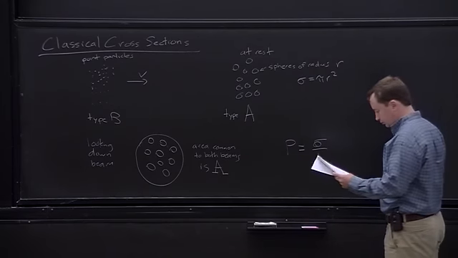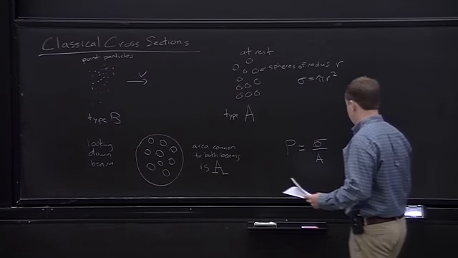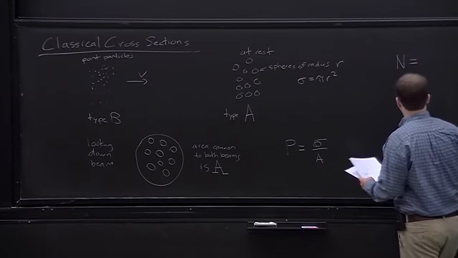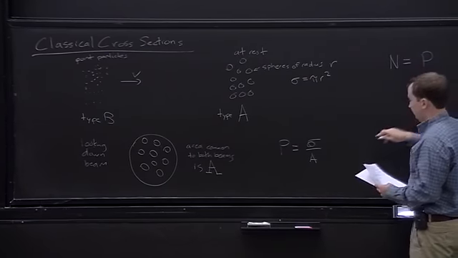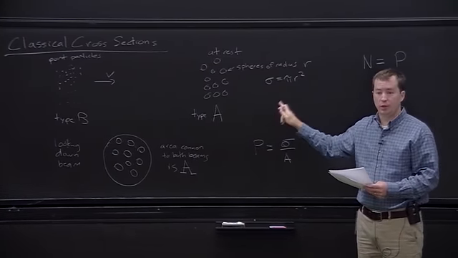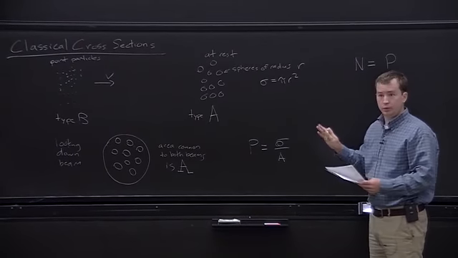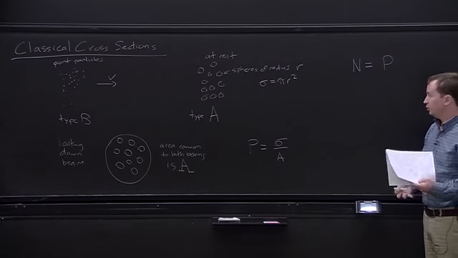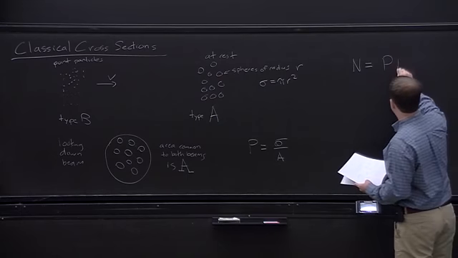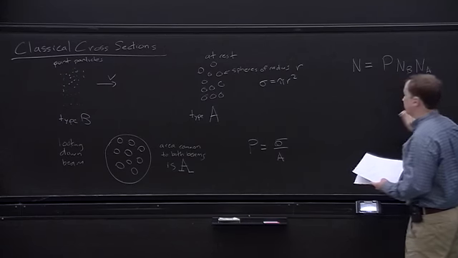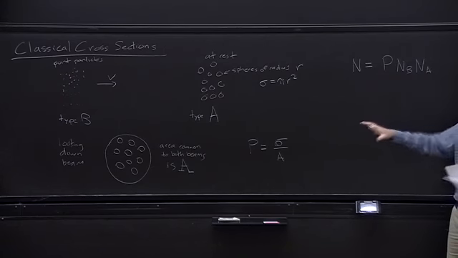And so then the number of collisions will just be the probability that a given particle of type B will collide with a given particle of type A, times the number of possible ways to pair particles of type B with particles of type A, which is just the number of particles of type B times the number of particles of type A. And remember, we're assuming the density is low enough that there's no possibility of multiple collisions.